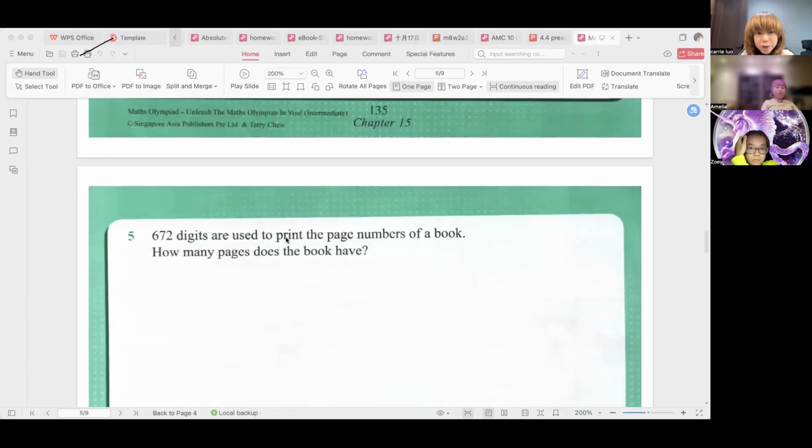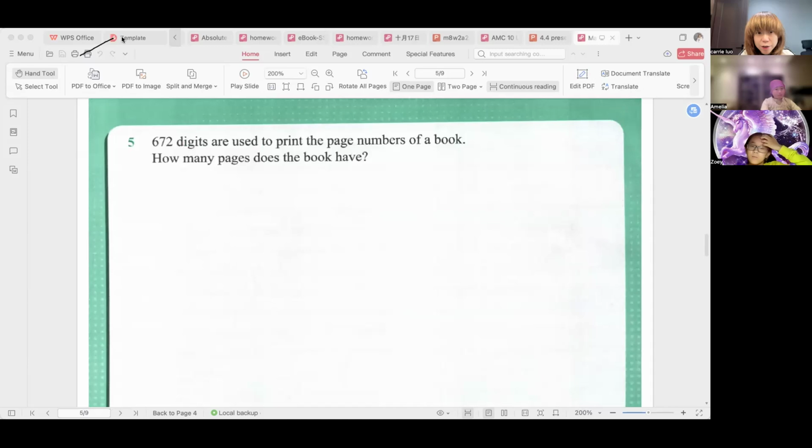Okay, so let's take a look at this one. 672 digits are used to print the page number of a book. How many pages does the book have?